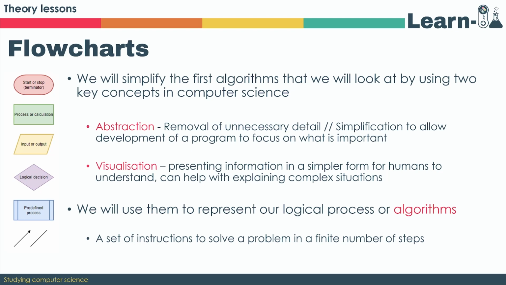Now what we're going to be representing is this idea of an algorithm. An algorithm in its most basic form is a set of instructions to solve a problem in a finite number of steps. So they are basically our code. Okay, so these are going to represent our little computer programs, if you like.